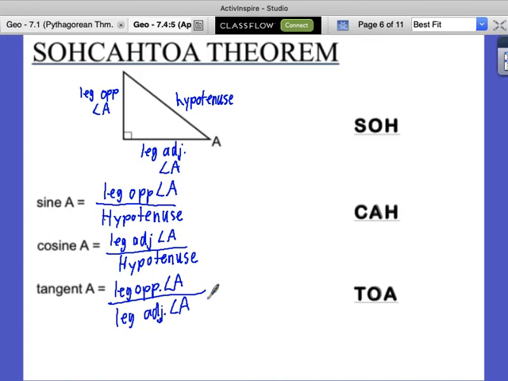Anyway, back to SOH CAH TOA. SOH: sine is opposite over hypotenuse. On our calculator, it's just S-I-N, and that means sine. So sine is opposite over hypotenuse. S-O-H. Sine, opposite over hypotenuse. So, anyone want to guess what CAH is?